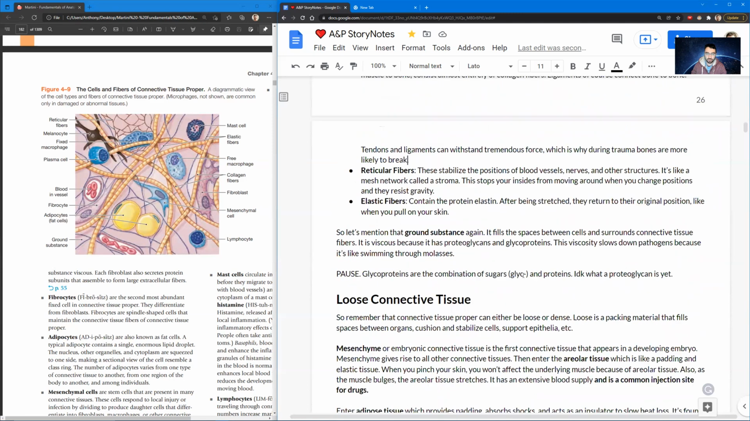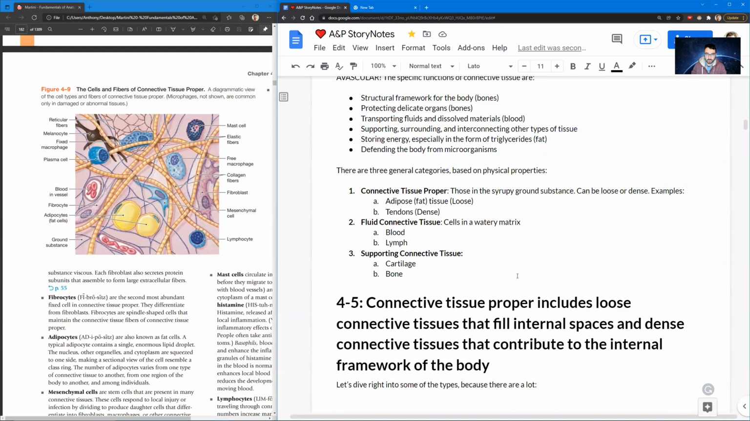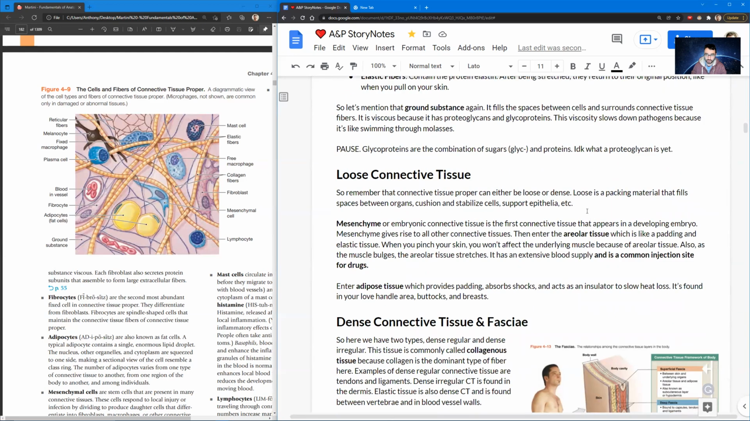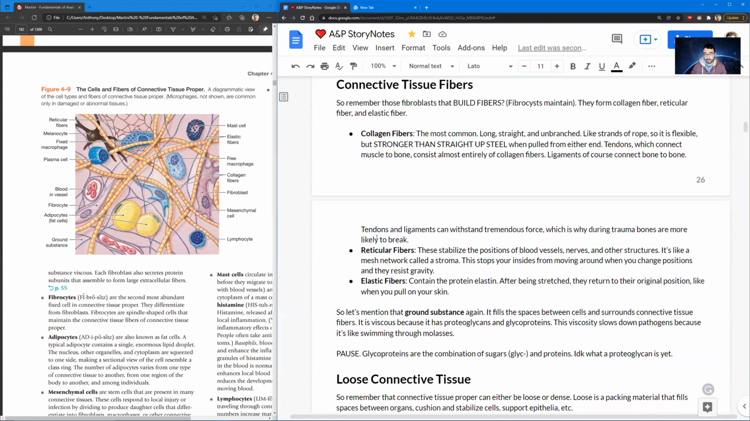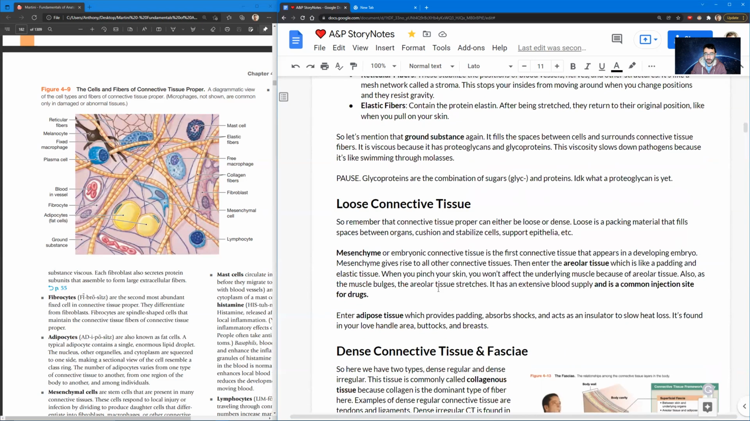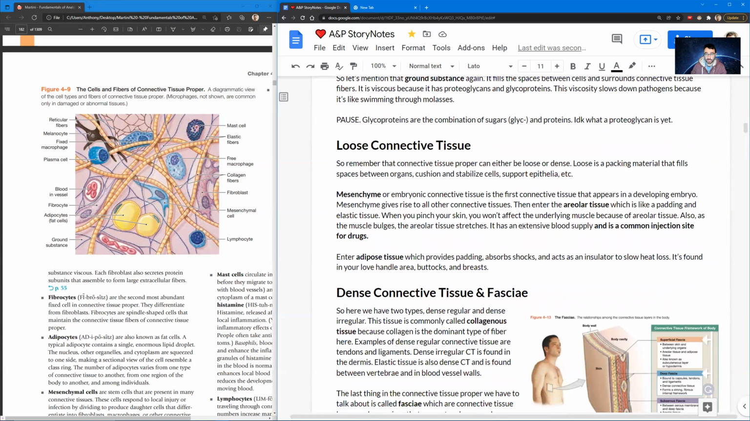All right, so then we have these two types of connective tissue proper, loose and dense. So loose connective tissue is a packing material and it fills up spaces between organs. It acts as a cushion, it stabilizes cells, it supports epithelia. So mesenchyme, now mesen, think again of those stem cells, these mesenchymal cells. They're embryonic connective tissue, and it's the first connective tissue that appears in a developing embryo. It gives rise to all other connective tissue.